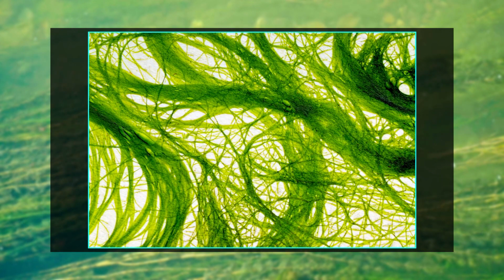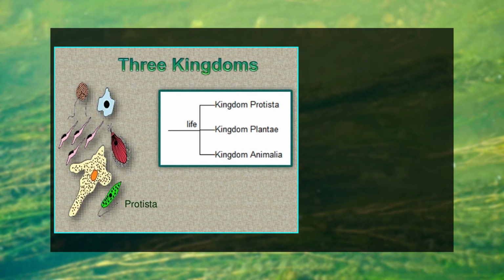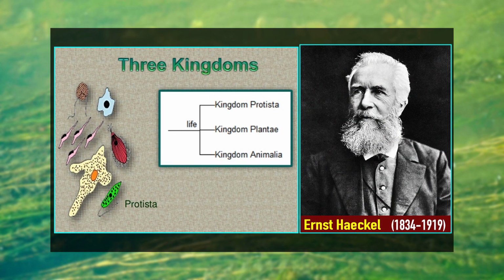Algae are simple plants having cellular level of organization. They have been described differently by different biologists. In two kingdom system of classification, algae were put together as a separate group called Thallophyta. In three kingdom system of classification proposed by Haeckel, bacteria were separated out from algae.